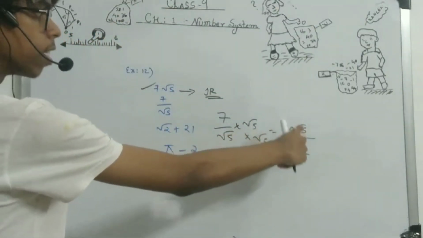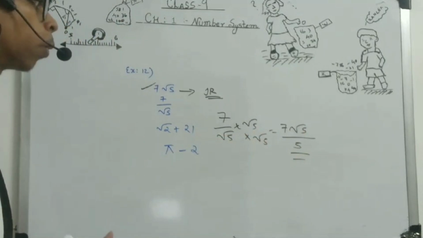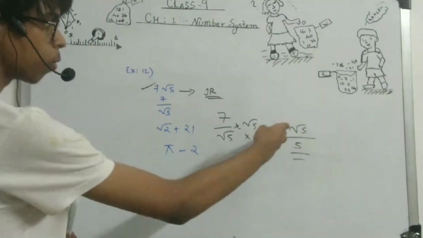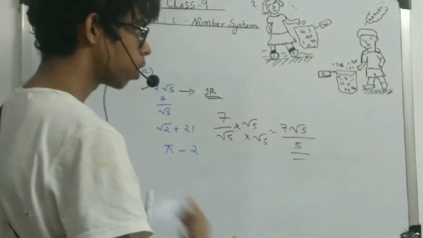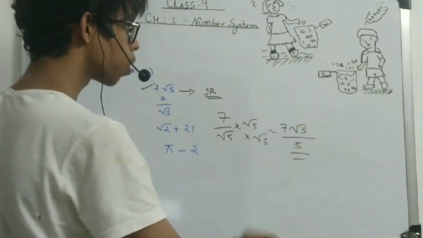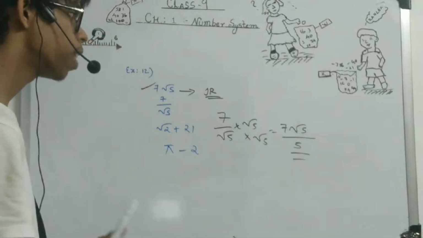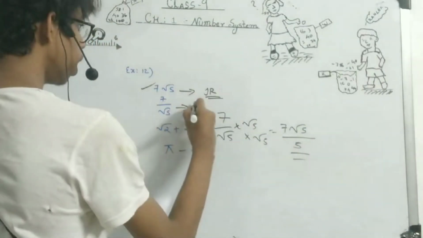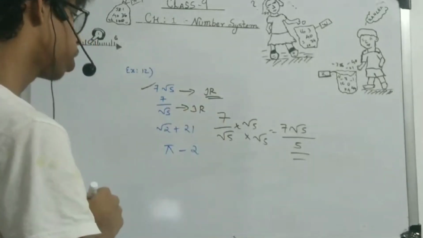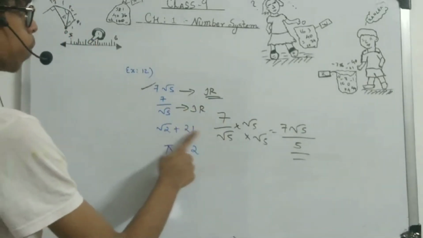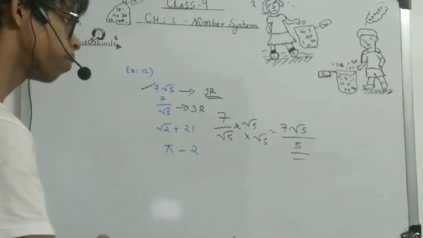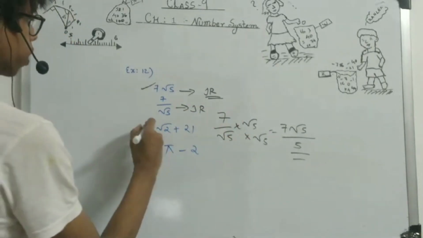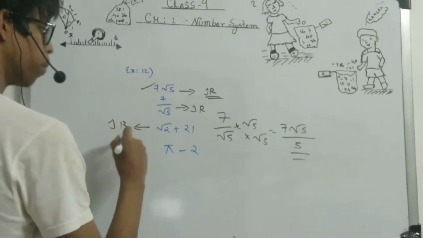Now just see over here, this is irrational by rational. I told you, irrational by rational is always irrational itself. Otherwise also we know 7 into root 5 is non-terminating, non-repeating, and divided by something, it is always non-terminating, non-repeating. So this also is irrational. Now just see the next one, root 2 plus 21. We know root 2 is non-terminating, non-repeating. This is an irrational plus a rational, so again this is an irrational number.